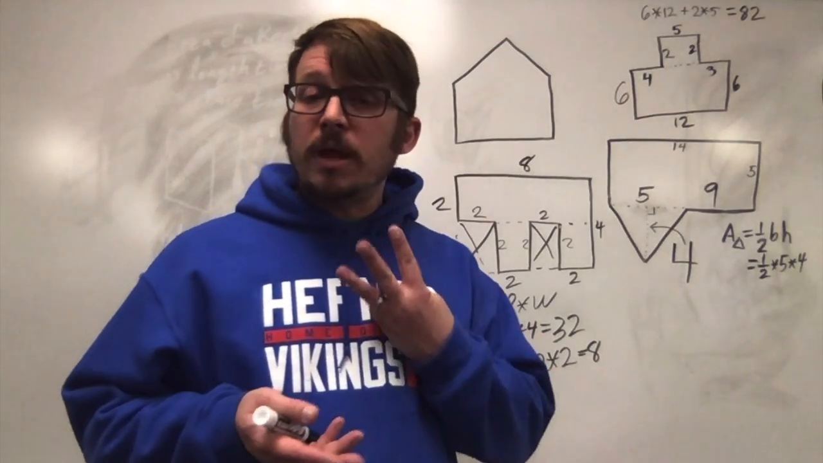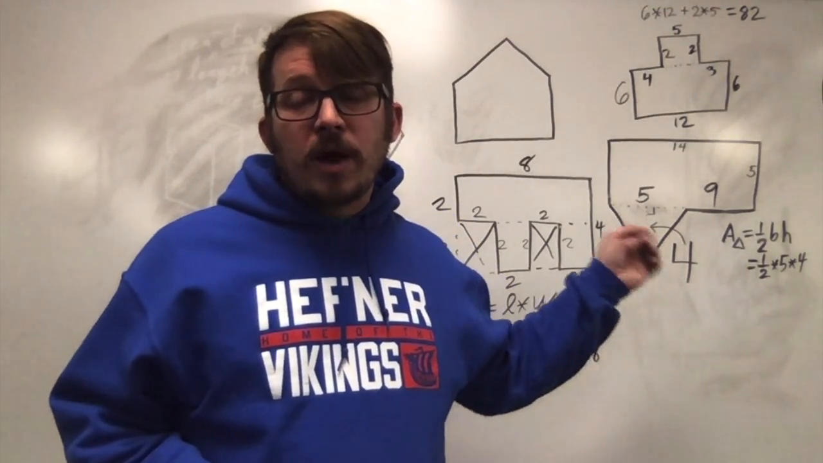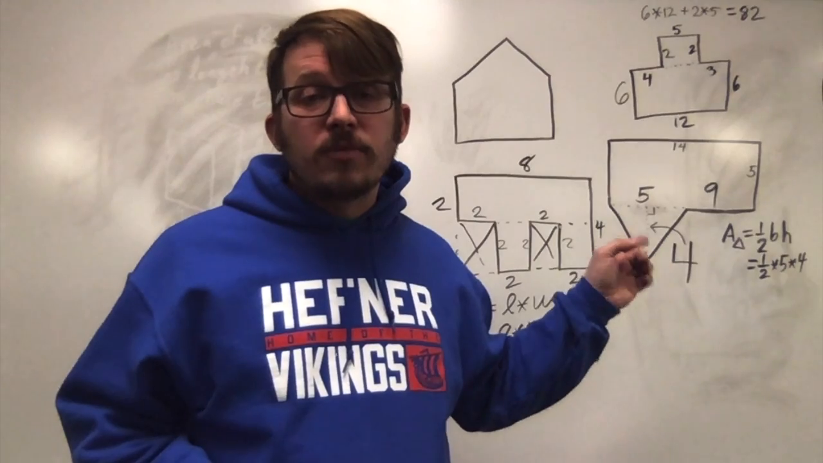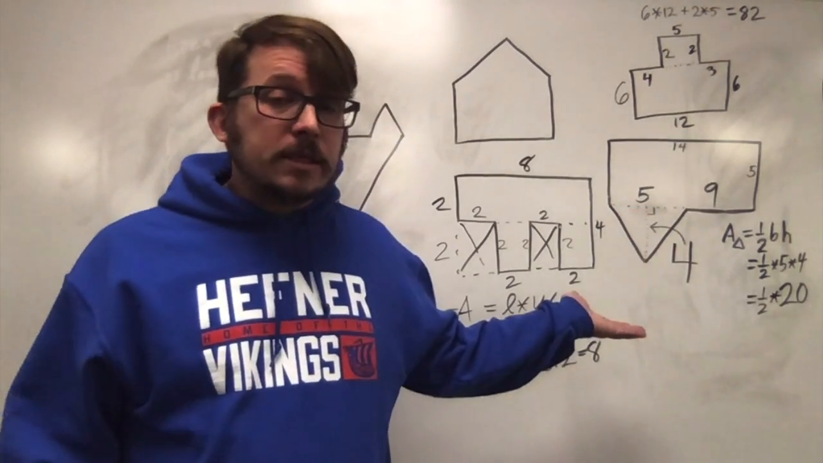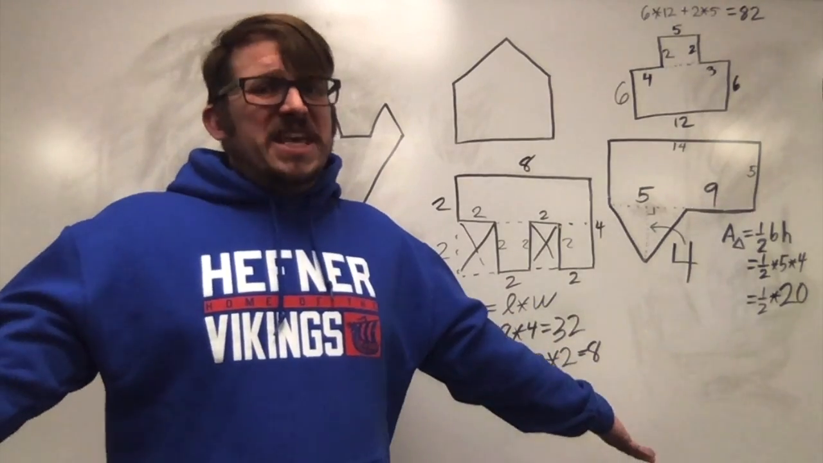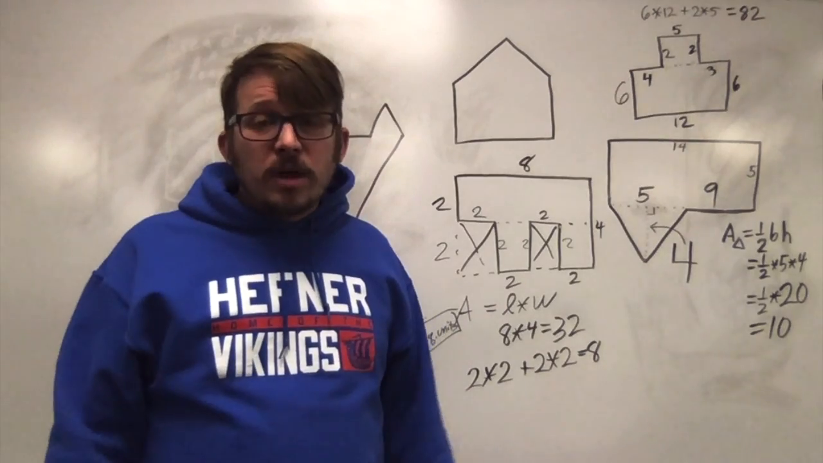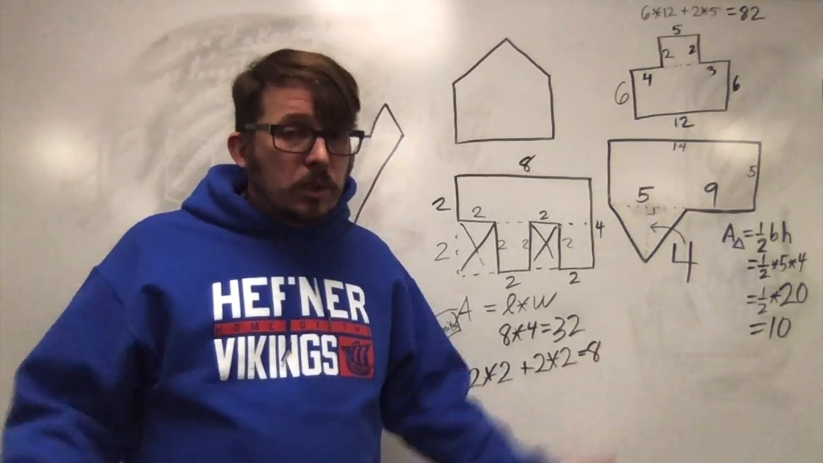Multiplication, when you're multiplying 3 numbers together, can be done in any order. 1/2 times 5 times 4 is the same as 5 times 4, which is 20, times 1/2. What is half of 20? 10. So we've got the area of the triangle. The area of the triangle is 10 square units.